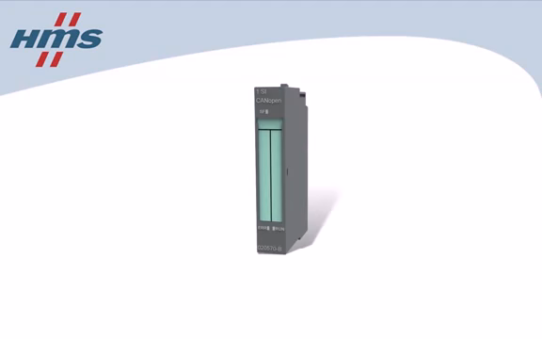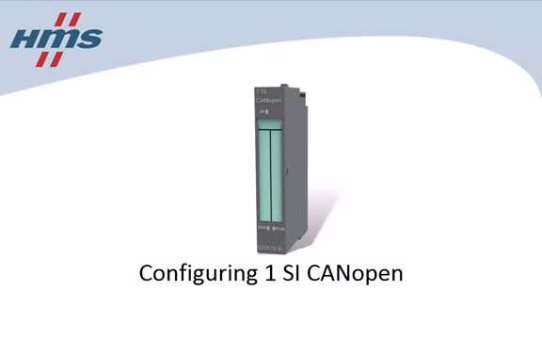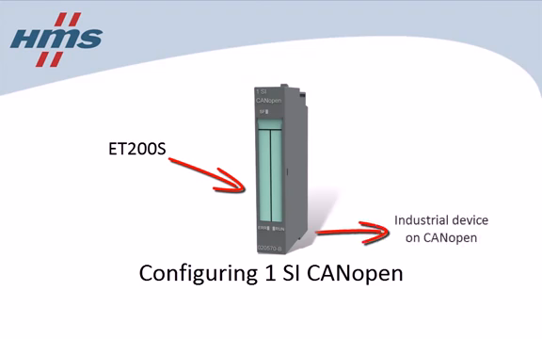In this demo, we will see how we can configure the 1SI CANopen. This module enables communication between an ET200S system and any industrial device on a CANopen network, for example, a robot, drive, sensor, inverter, or measuring device. In this example, we're using a drive as slave on the CANopen side.